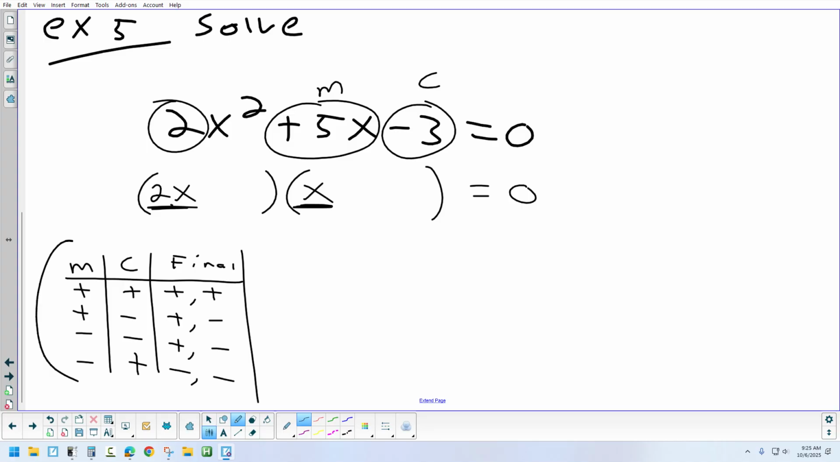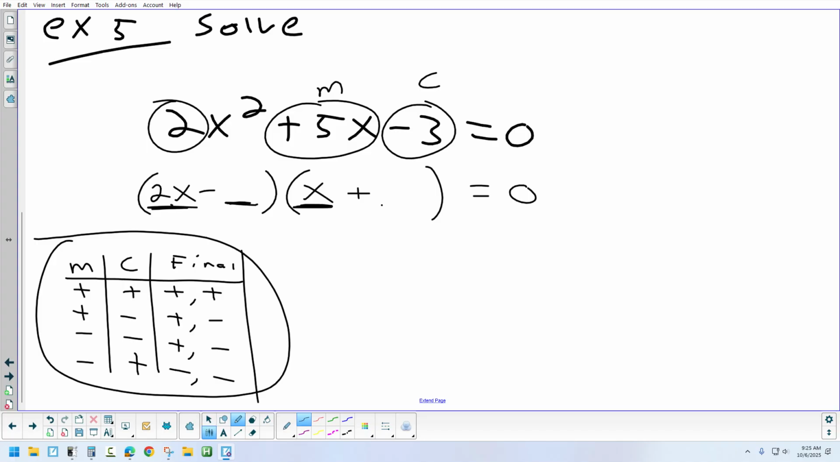Okay, so this chart takes all the guesswork out of the signs at least. So we know we have to have a plus and a minus. And it does matter which one we put where. I'm going to try them in that order. If that doesn't work, the worst thing that happens is I got to switch them. Try that.